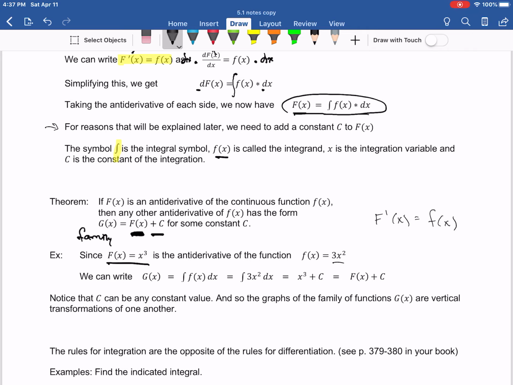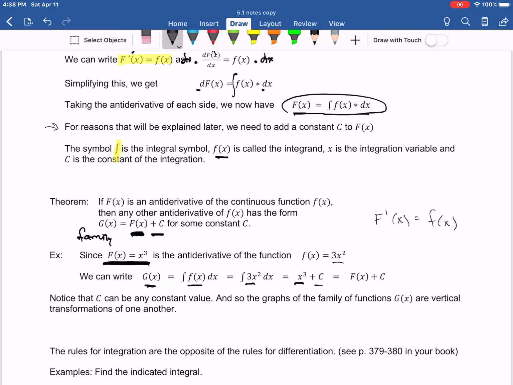All right, so we can write our answers as a family of functions. We call that family g of x. Remember, g is my family. And so g of x is made up of the integral of little f of x dx, which once again, little f is 3x squared. Just put that in that spot. And so when I get my answer, I get x cubed, because after all, you were told that that's what you should get. Big F was x cubed.